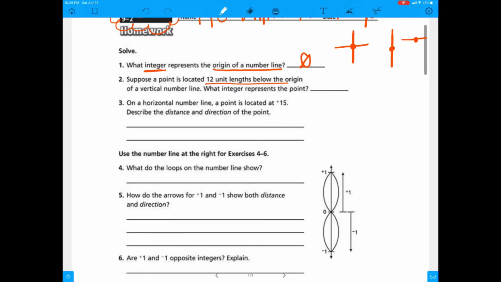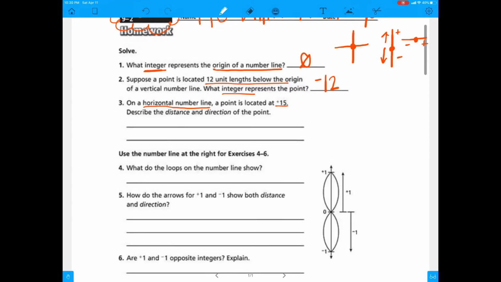Suppose a point is located 12 unit lengths below the origin of a vertical number line. What integer represents that point? It would be negative 12 because it's below. On a vertical number line, anything below 0 is going to be negative. Anything above will be positive. On a horizontal number line, if it's to the left of 0, it'll be negative. If it's to the right, it will be positive.